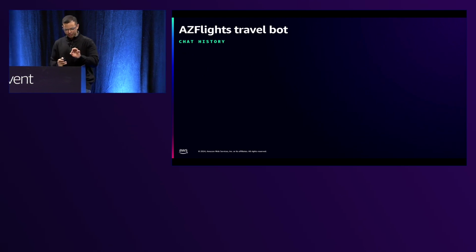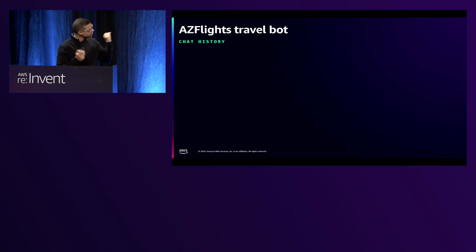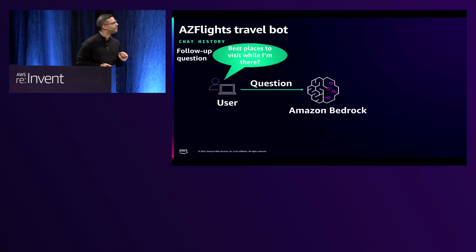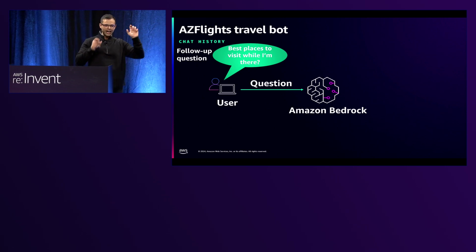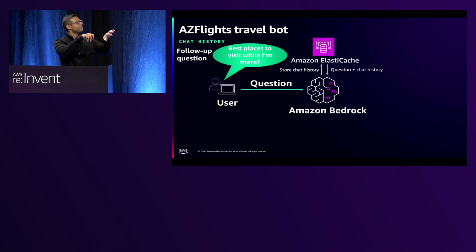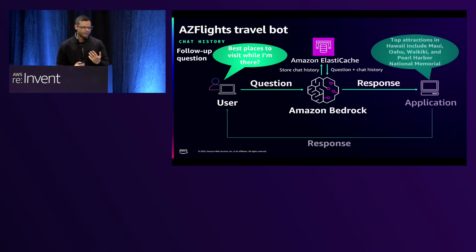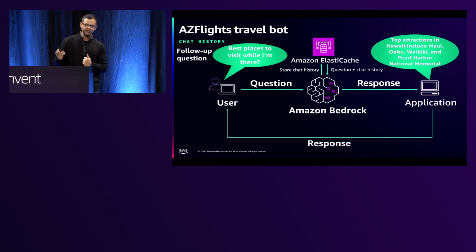So we introduced this concept, building upon the core ticket booking architecture, of a chat history. Turns out ElastiCache is super powerful for chat history, right? Short-term storage, memory retention, etc. So there is a follow-up question. I had an original question, book tickets from Las Vegas to Hawaii. I have a follow-up question now, best places to visit while I'm there. With ElastiCache in the mix, I can store my previous question. And when I ask this follow-up question, it retrieves that chat history from ElastiCache very quickly. And it can give me a very tailored response. Something along the lines of top attractions in Hawaii include Oahu, Maui, Waikiki, etc.